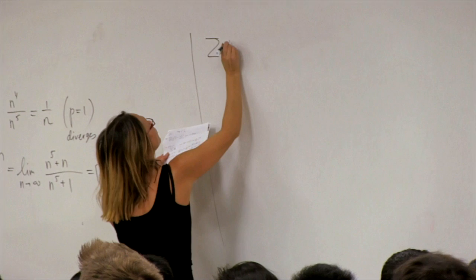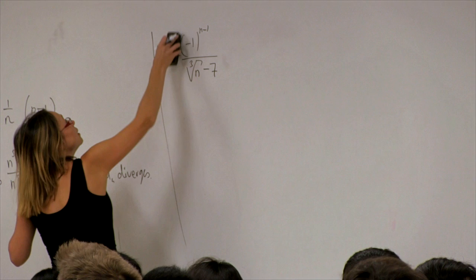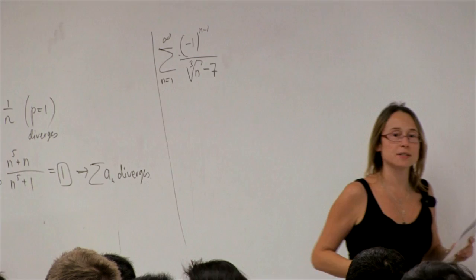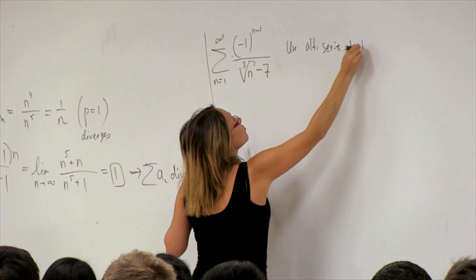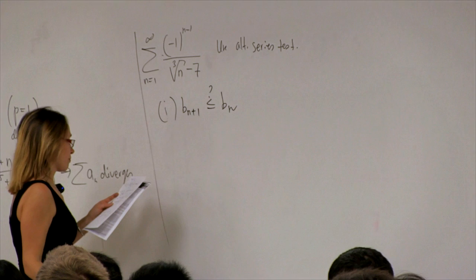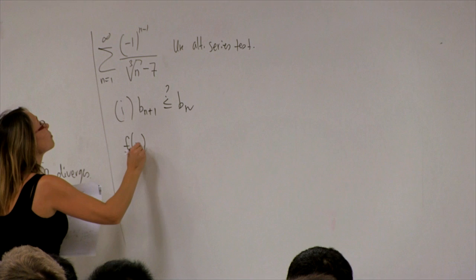Now the next one: n minus 1 over the cube root of n minus 7. Some ugly formula. So I want to use the alternating series test for this one. We have to look at b n plus 1 and show that it's less than b n. As you can see, this involves a function which looks like this.